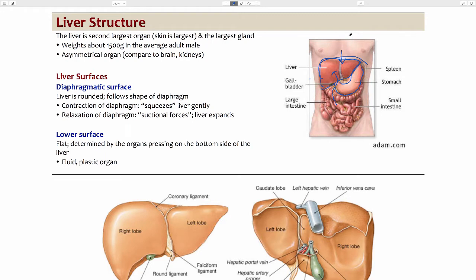The lower surface is flat, and it's really determined by the organs pressing against it. So we have the gallbladder over here. Notice that the colon, of course, wraps around this way, the transverse colon. Here we have the ascending colon and then descending colon, and stomach on this side, and so forth. So basically, what you kind of get as an image here of the liver is it's very fluid and plastic, and it's sort of shaped by the other organs around it. So it shows you this capacity of the liver just to have a strong association with water, and we'll have to come back to that and explore that in detail.